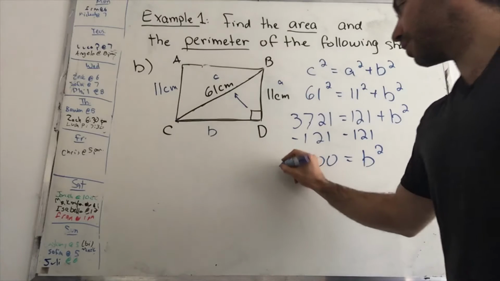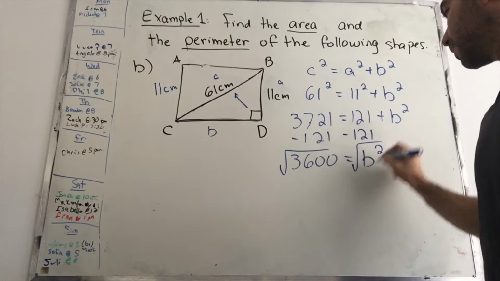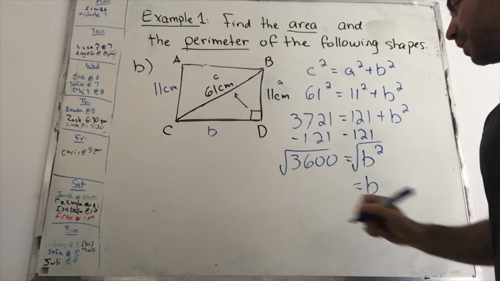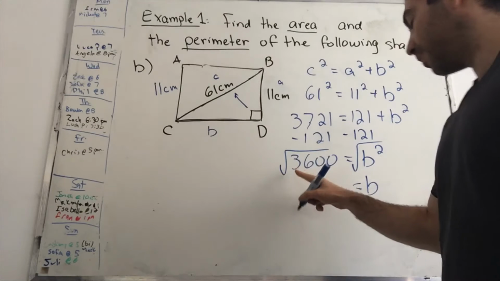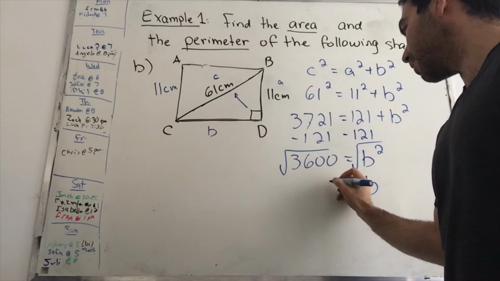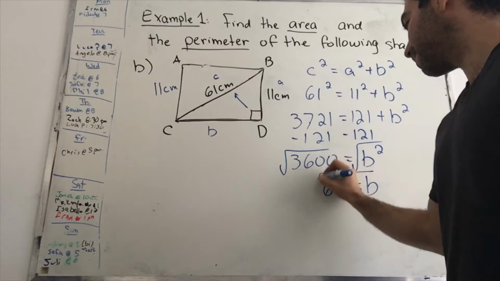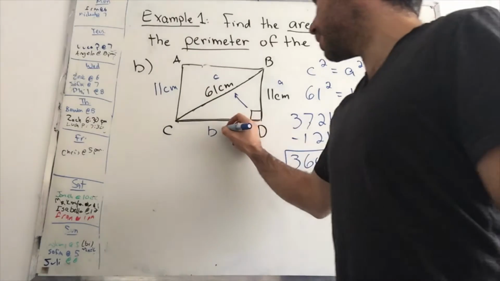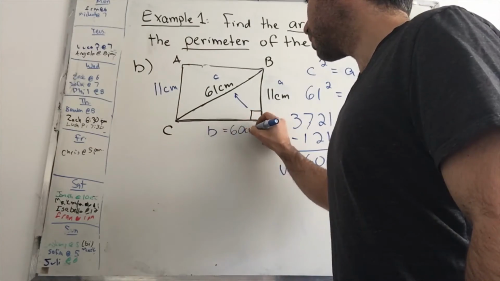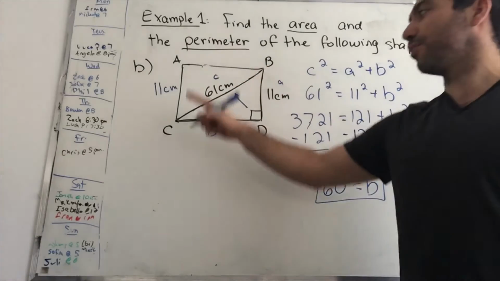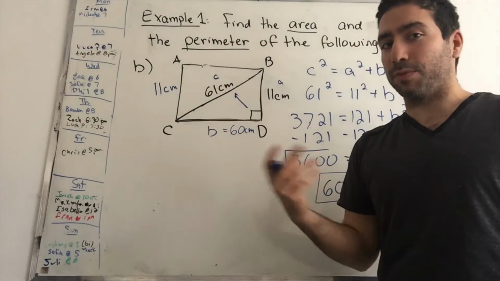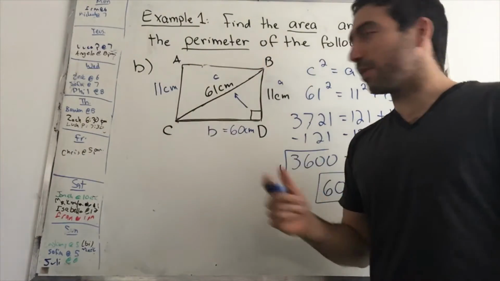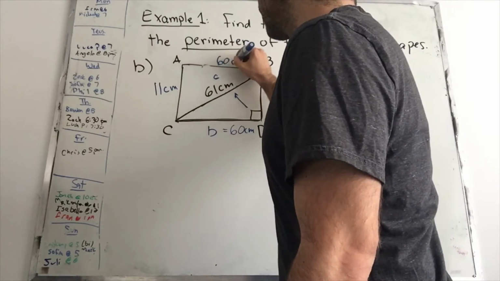Last step, don't forget, square root both sides. So the square root of B squared is B, and the square root of 3,600 is 60. So the base over here is 60 centimeters. Now that we have the base, we could find the perimeter, because if the bottom is 60, this is a rectangle, the top has to be 60 as well. So this is 60 centimeters.